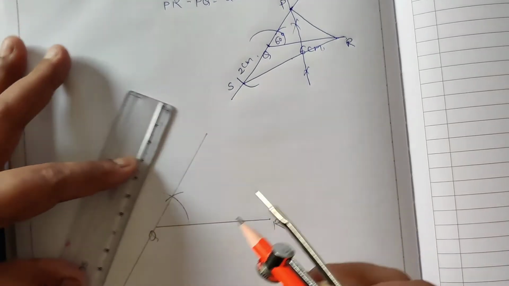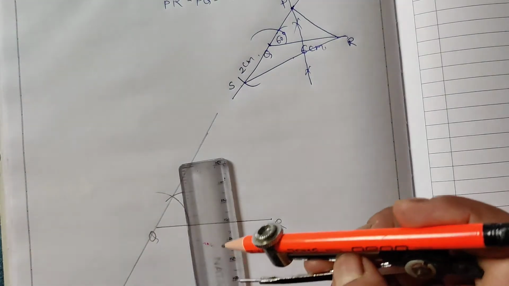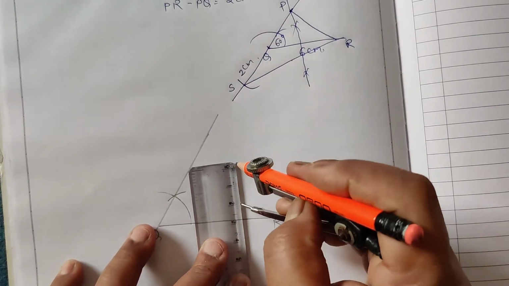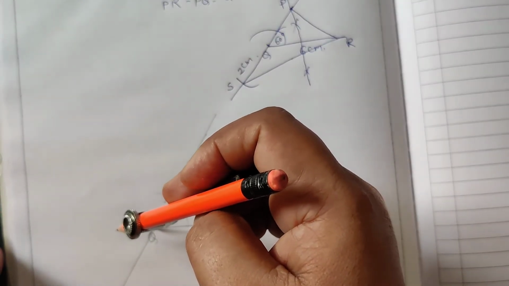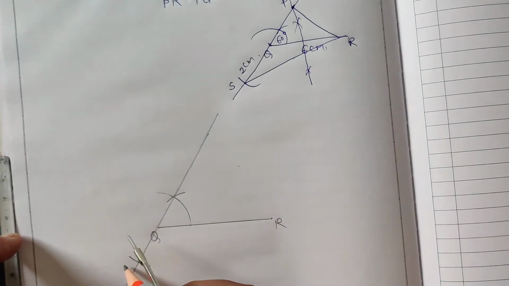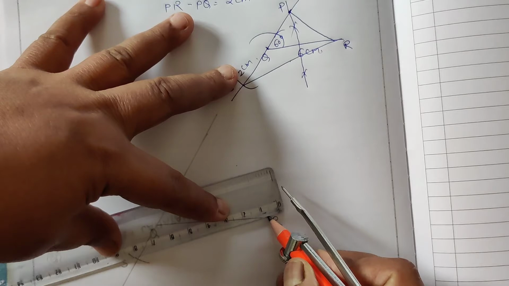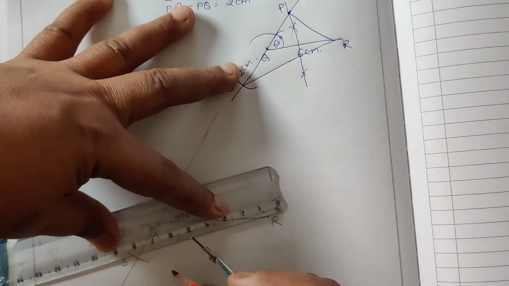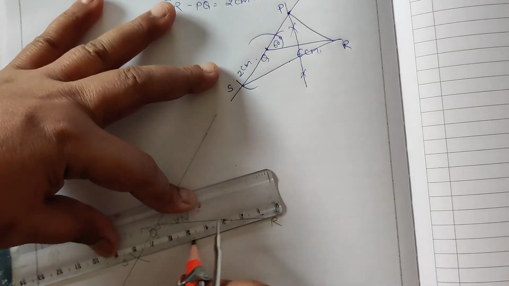Produce like this, and cut 2 centimeter here. This point is S, and join RS.